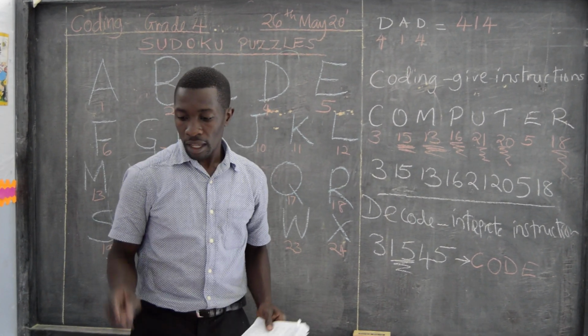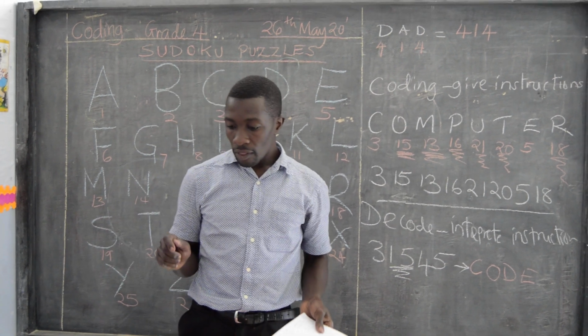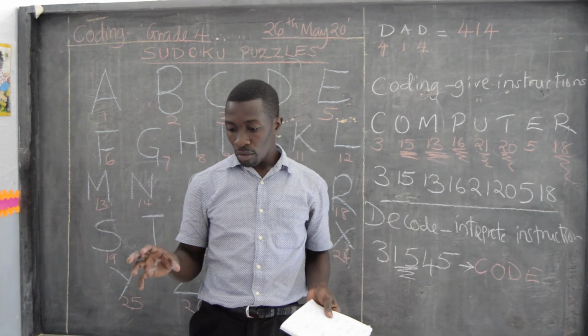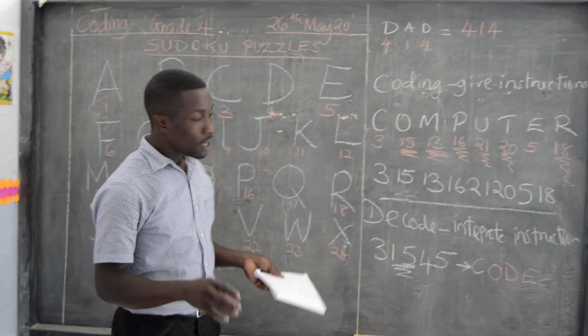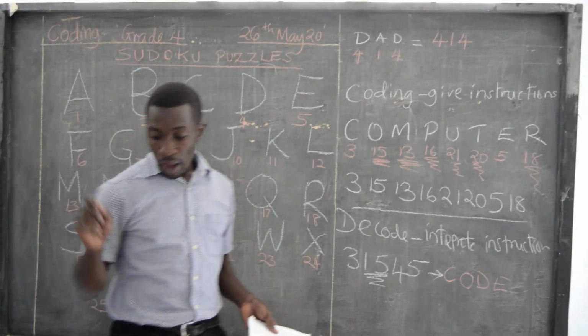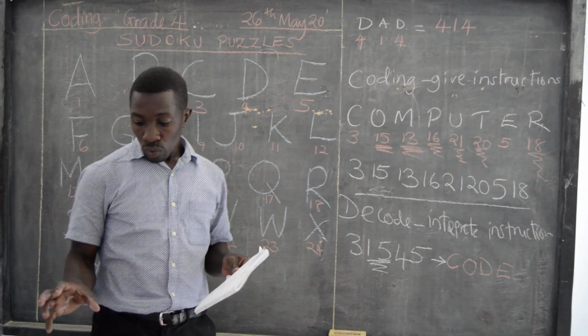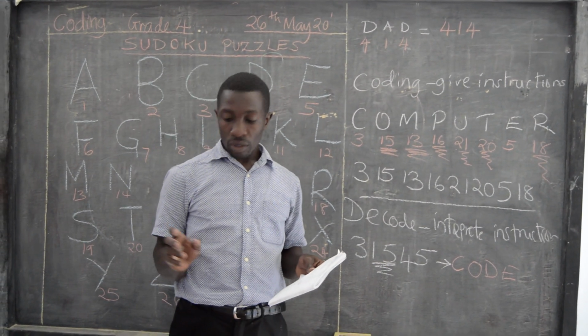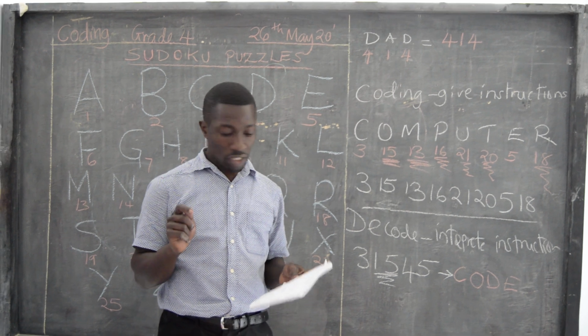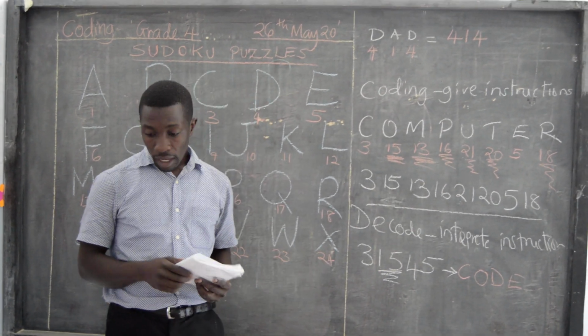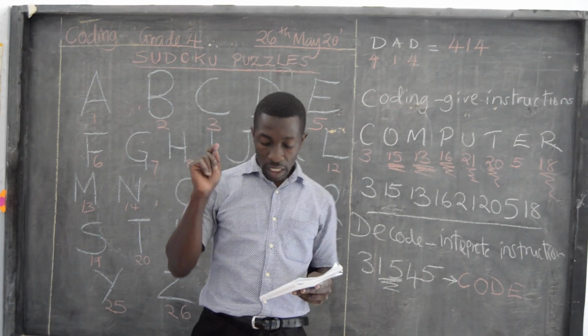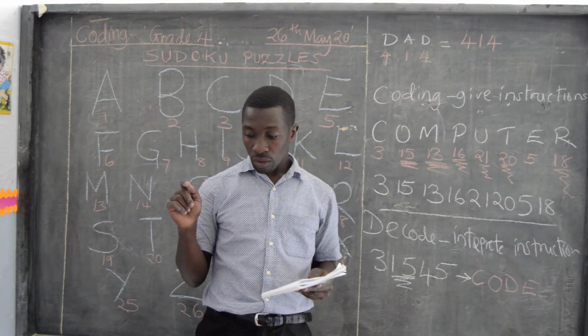Now, in your books, I've given you some few exercises. We have exercise A, the one that is supposed to be coded: CPU, mother, puzzle, digital, Kenya, A to E. And then we have B, the ones that we are going to decode. I want to read out B, so look at your booklets on page 11 and go with me. I want you to color the following numbers that I'm going to mention.